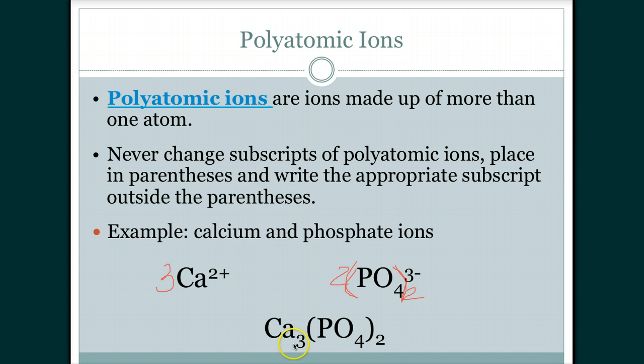So calcium 3 and then phosphate 2. Again, we're balancing them because you have 2 and 3 and you crisscross them. So 2 goes to phosphate and 3 goes to calcium. So this is your calcium phosphate.